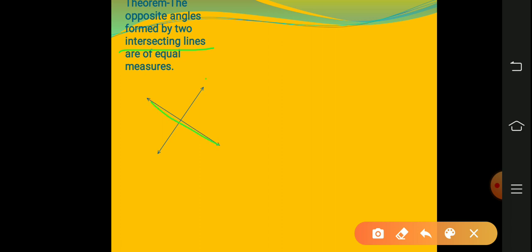It means that we are going to prove this property: the opposite angles formed by two intersecting lines are equal in measure. So what do we do first? First we draw a diagram with the help of the given information. In our given statement we are given intersecting lines, so here we draw two intersecting lines.